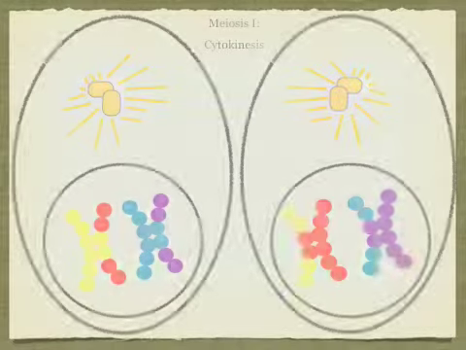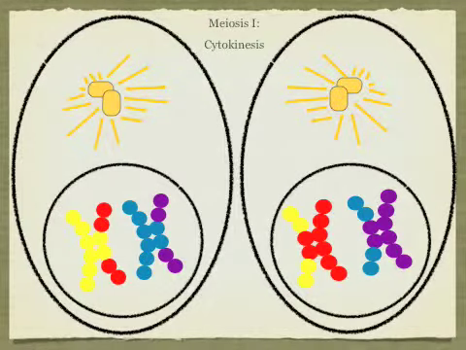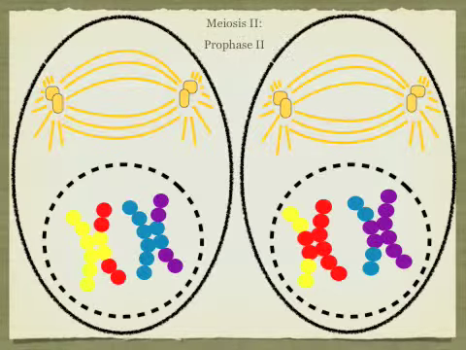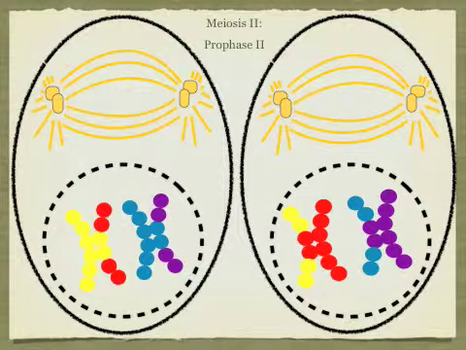The last step of meiosis I is cytokinesis, where the cytoplasm divides. In animal cells, the cleavage furrow forms to divide the cytoplasm, while in plant cells, a cell plate forms. Then, meiosis II begins with prophase II. Meiosis II is similar to mitosis.